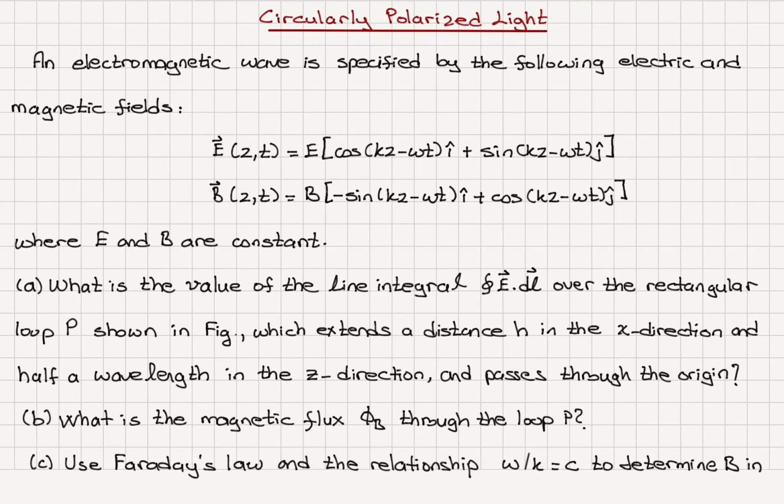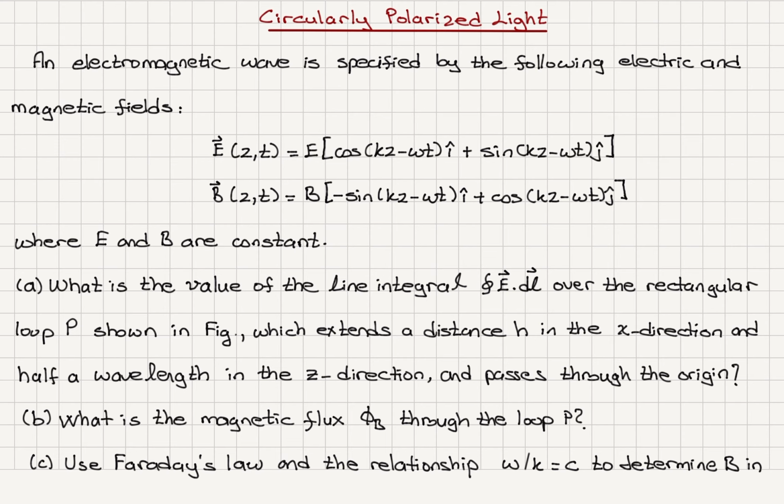Circularly polarized light. An electromagnetic wave is specified by the following electric and magnetic fields. E as a function of z and t is E amplitude cosine(kz minus omega t) i hat plus sine(kz minus omega t) j hat. Magnetic field B as a function of z and t is B amplitude times minus sine(kz minus omega t) i hat plus cosine(kz minus omega t) j hat, where E and B are constant.